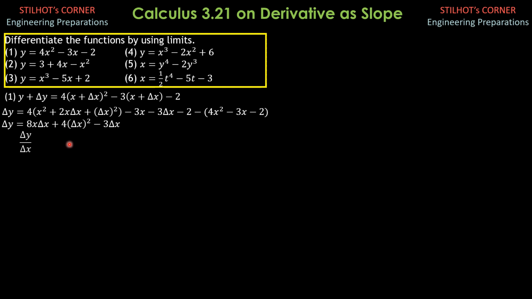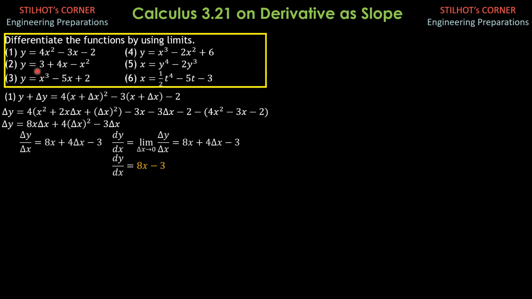Delta y over delta x equals 8x plus 4 delta x minus 3. And the derivative of y with respect to x is the limit of this ratio as delta x approaches 0. So the limit of delta y over delta x as delta x approaches 0 of 8x plus 4 delta x minus 3. Since delta x is 0, therefore dy dx, the derivative of the function 1, is 8x minus 3.